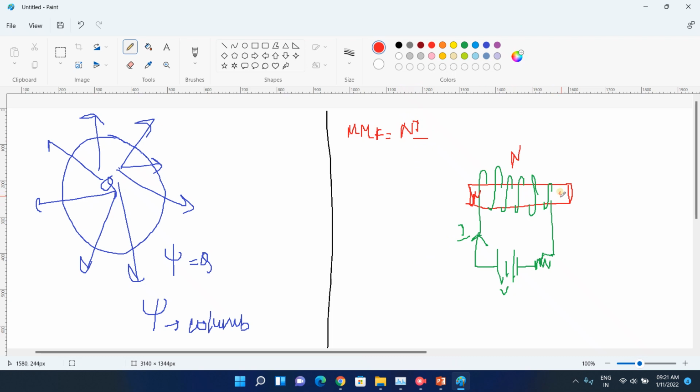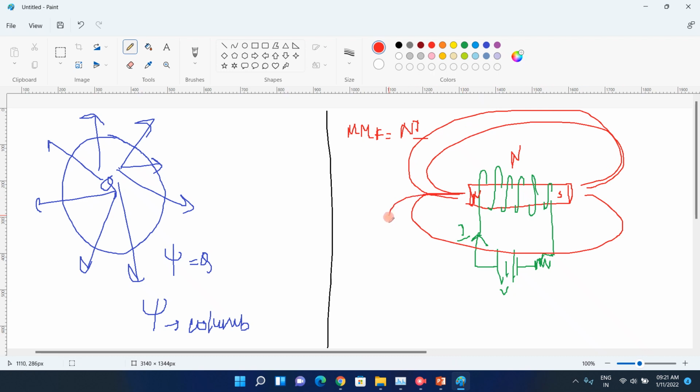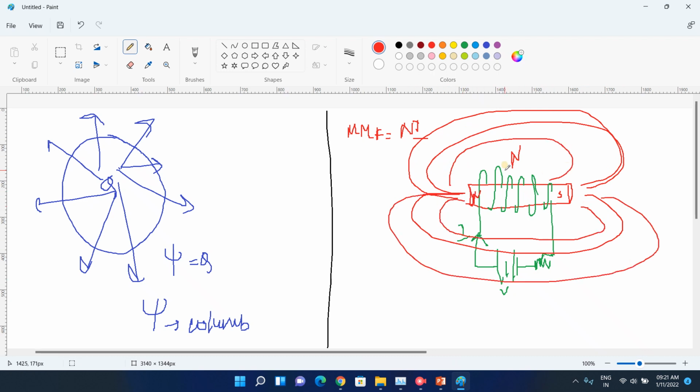Then it will have a north pole and south pole. It will create an imaginary north pole and south pole, and it will create some flux. Flux lines will flow like this. These are the magnetic lines of force. This N is the number of turns actually, not the north pole or south pole. This is the number of turns.